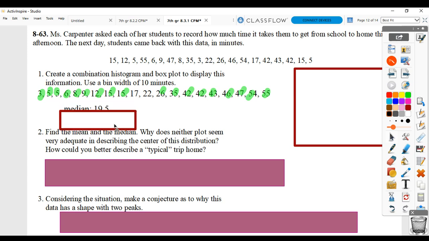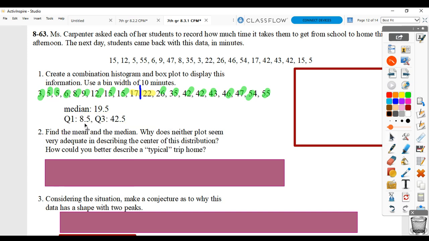So it looks like your median is halfway between 17 and 22. So that's 19.5. Again, you can add them up and divide by 2 to get that value. So since your median is halfway between there, you're going to use 17 for your first half of your data, 22 for your second half, to find your quartiles.